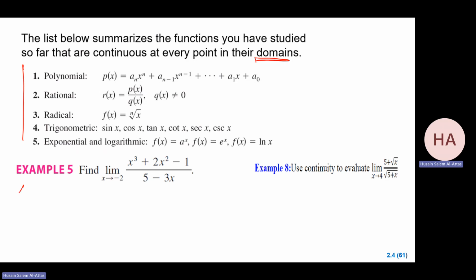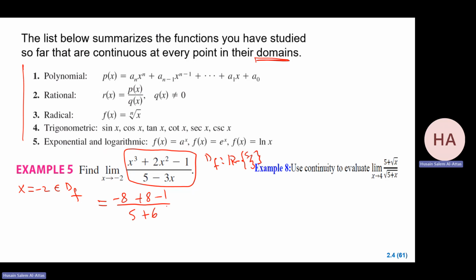Look at this one. x equal minus 2 belongs to the domain of this function. So what's the domain of this function? All real numbers except 5 over 3. So we have no problem with x equal minus 2, and finding the limit is just substituting. Substitute, you have minus 8 plus 8 minus 1 over 5 plus 6. So I'm getting minus 1 over 11. Same idea there. x equal 4 belongs to the domain of f. You have no problem substituting. So I have 5 plus 2 over square root of 9, so I have 7 over 3.